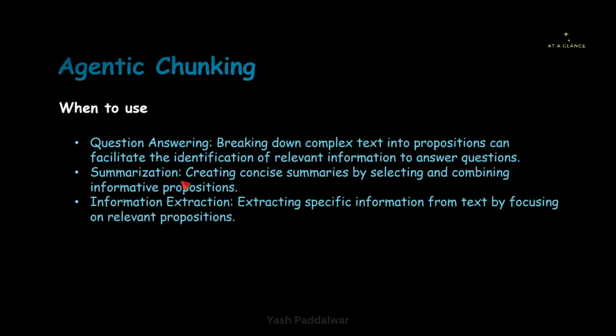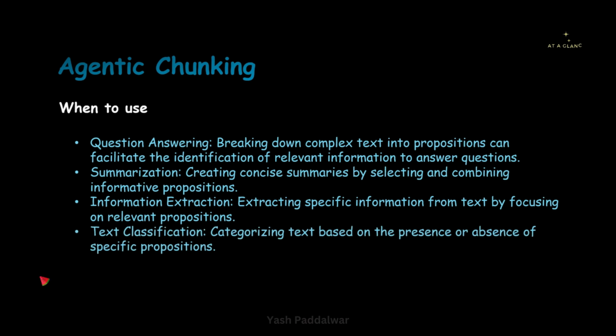Similarly, we can use this agentic chunking strategy in information extraction, extracting the information from text by focusing on relevant propositions. I would like to suggest you explore this because it is a very powerful strategy. You can use it in almost every single task to make your flow better. Also, you can use it in text classification to categorize the text based on the presence or absence of specific propositions. Now, I hope when to use this strategy is clear to you all.